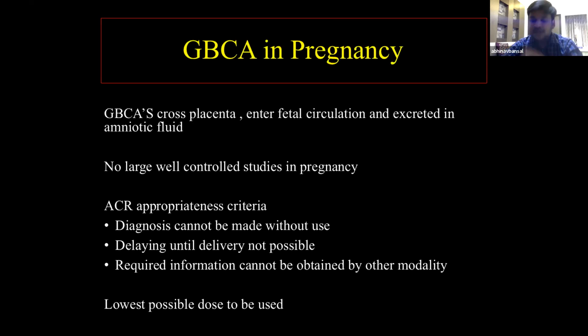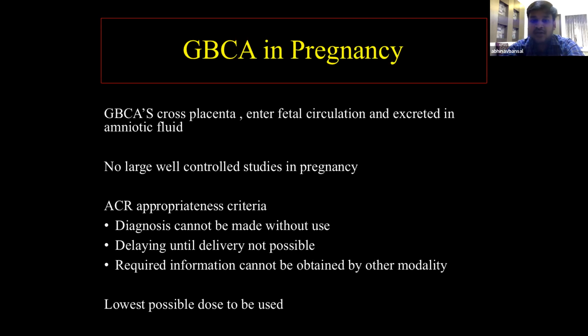Now, coming to the various recommendations and concerns in pregnancy. Gadolinium-based contrast agents readily cross the placenta and enter the fetal circulation, where they are swallowed by the fetus and subsequently excreted in the amniotic fluid. The cycle repeats itself, which gives a chance for dissociation and further deposition. However, there are no large, well-controlled studies on the effect of these agents in pregnancy.